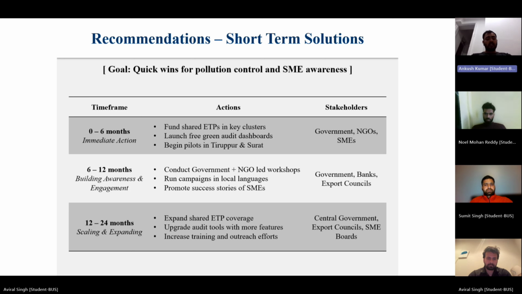By focusing on visibility, education, and simple digital tools, we can create momentum for green transformation.